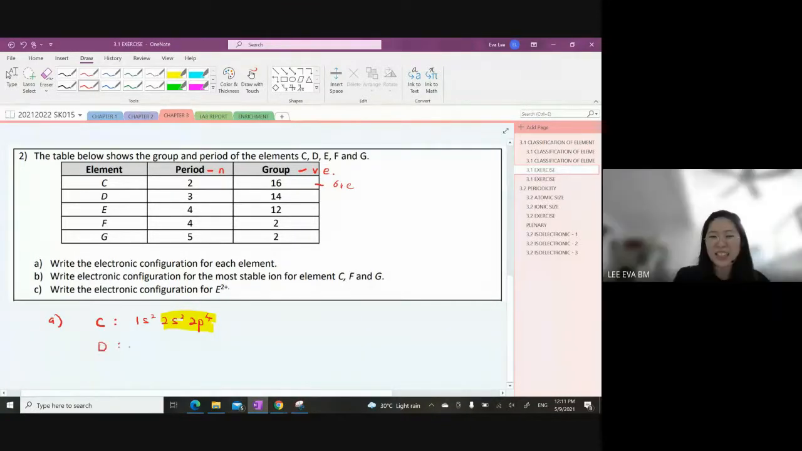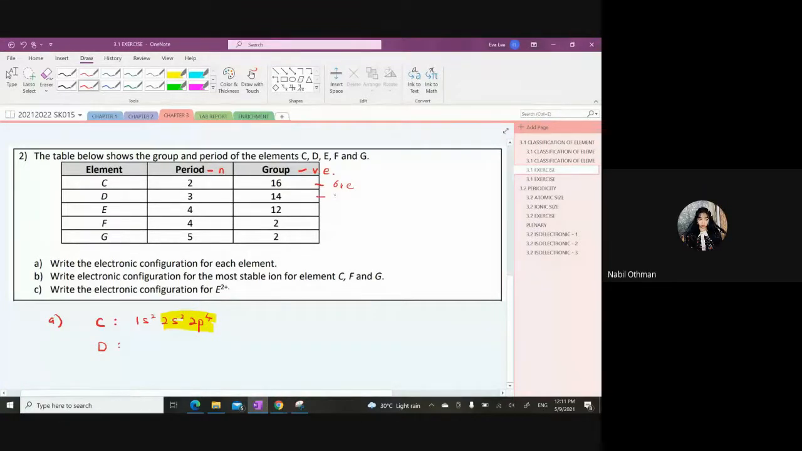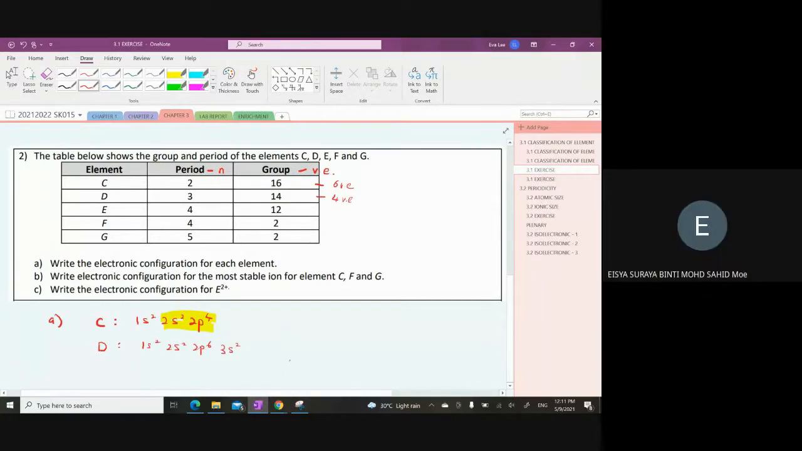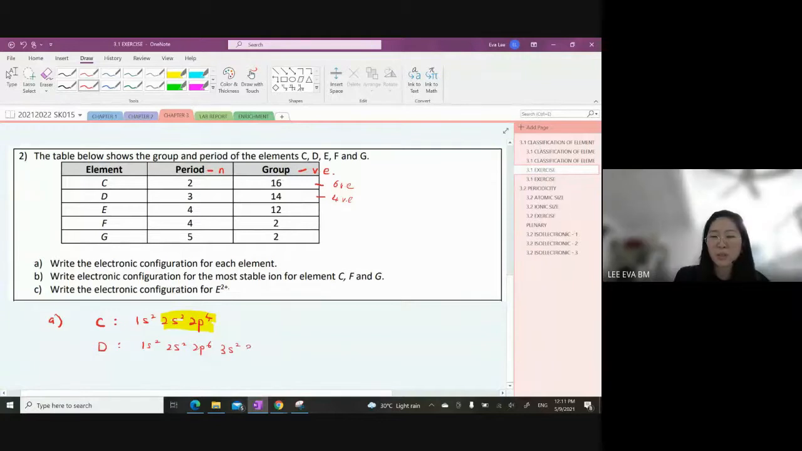How about D? N until 3. And group 14, how many valence electron? 4 valence electron. So we have 1s2, 2s2, 2p6, 3s2, 3p... 3p4 ke 3p2? 3p2. Sebab kedua-dua tambah sekali akan bagi awak 4 valence electron.